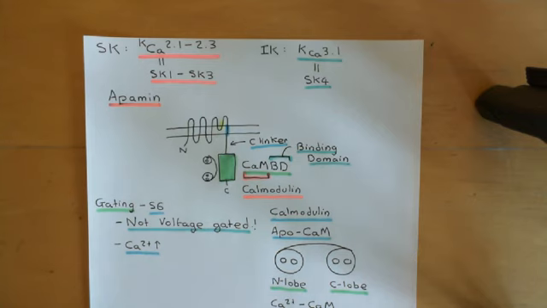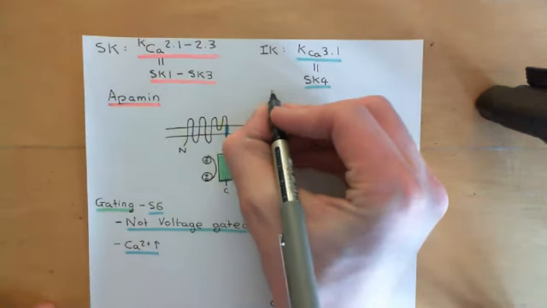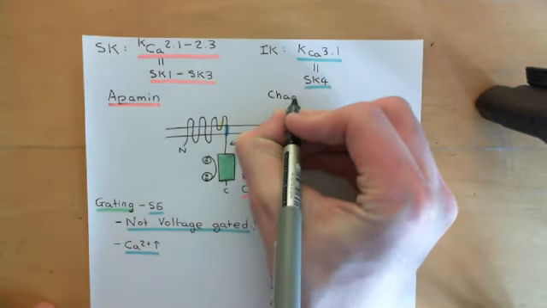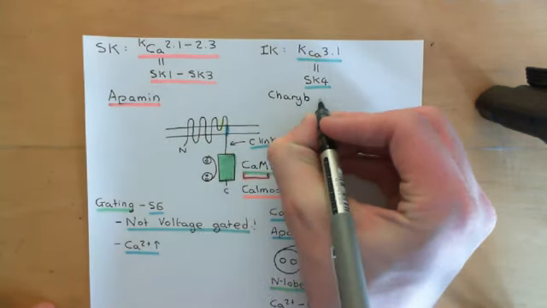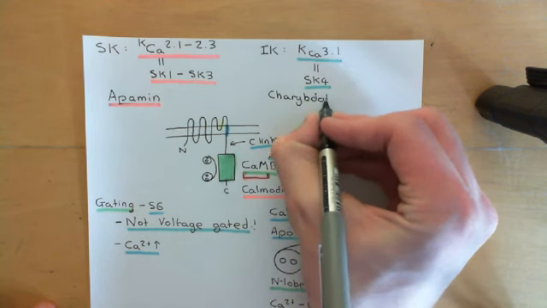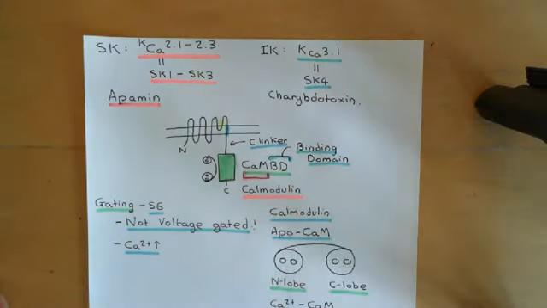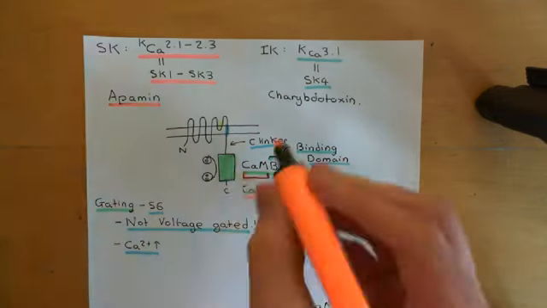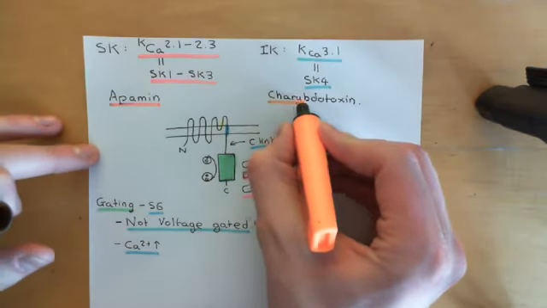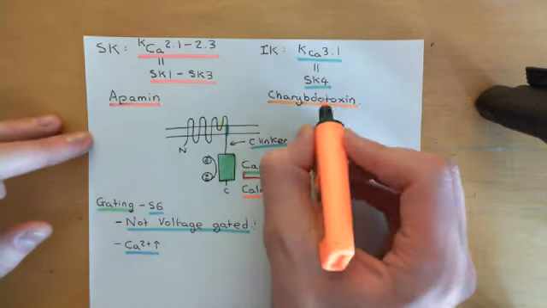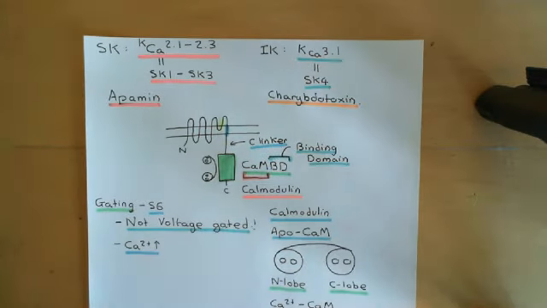And then charybdotoxin, that scorpion toxin that we saw, which was capable of blocking BK channels, is also capable of blocking IK channels. However, IK channels are insensitive to iberiotoxin. So that's a way of discerning a difference between a current which is caused by an IK channel and a current which is caused by a BK channel.